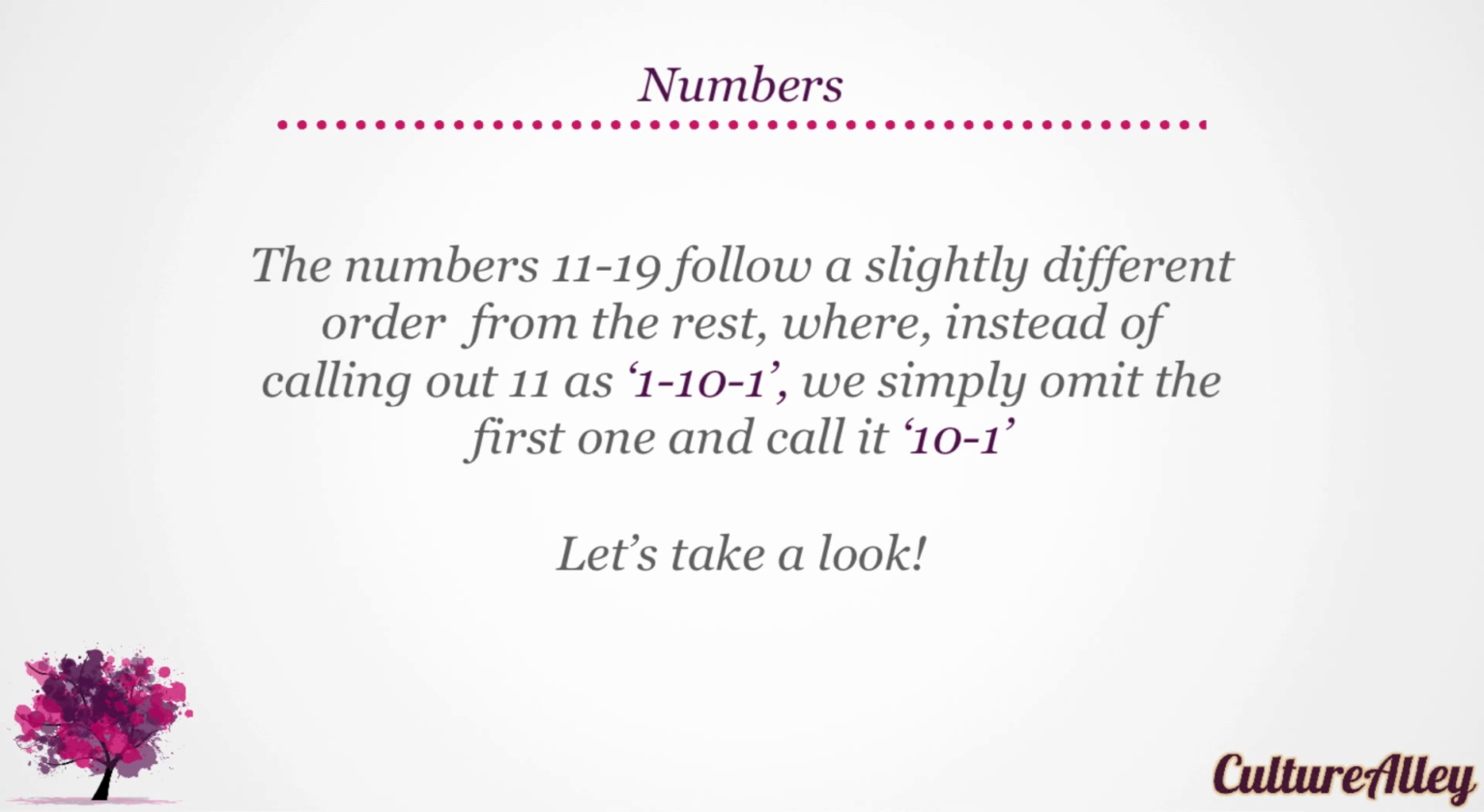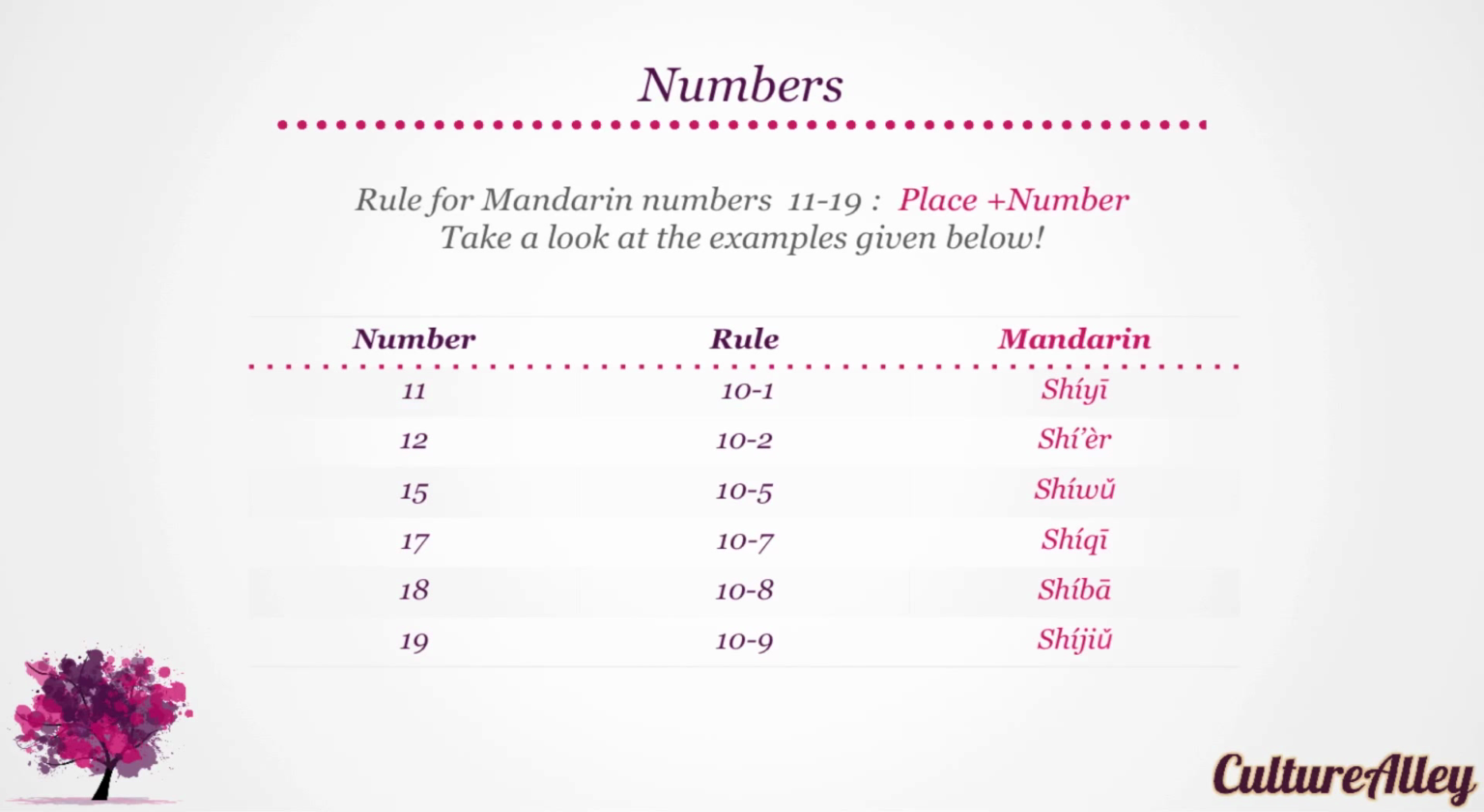The numbers 11 through 19 follow a slightly different order from Mandarin numbers in general. Instead of calling out 11 as 1, 10, 1, which is the standard way of calling out numbers in Mandarin, we simply omit the first one and call it 10, 1. In general, the rule for Mandarin numbers 11 through 19 is place plus the number. A few examples may help you retain the rule, so let's start.